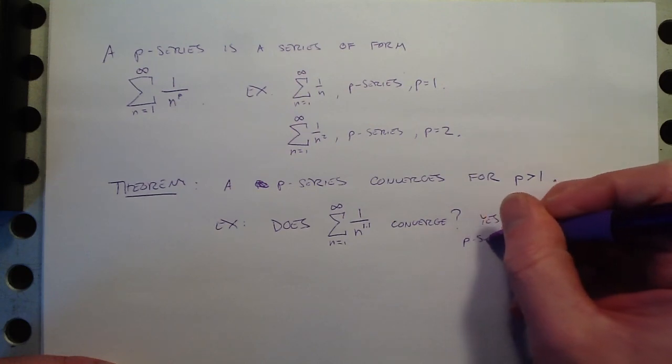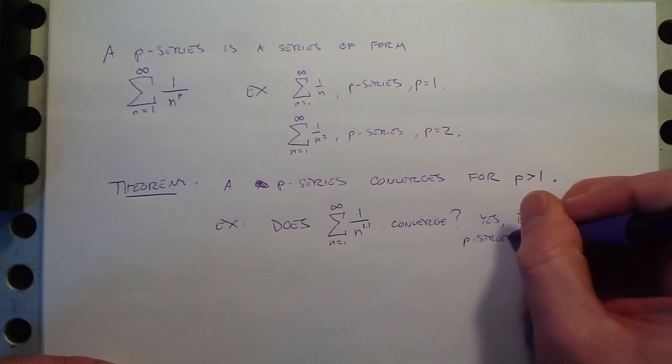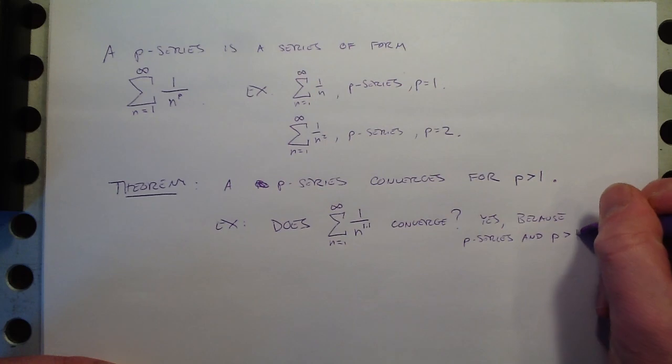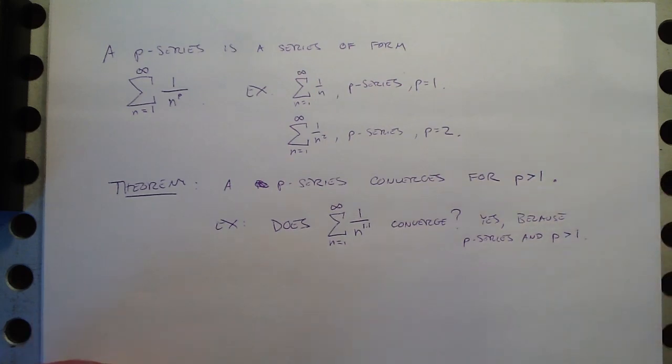it's a p-series, and the p is greater than 1. Likewise, if you put a 0.9 there, it would not converge. It's on the wrong side, so to speak, of the harmonic series.